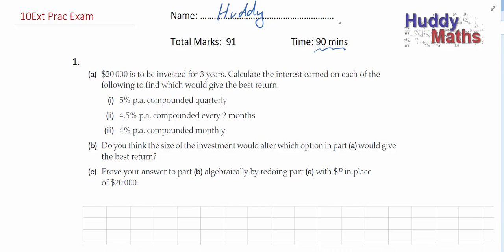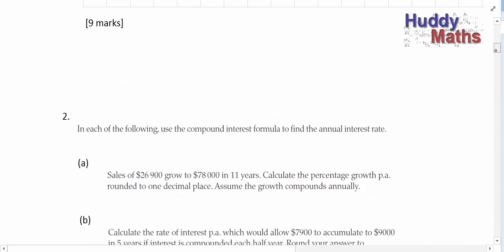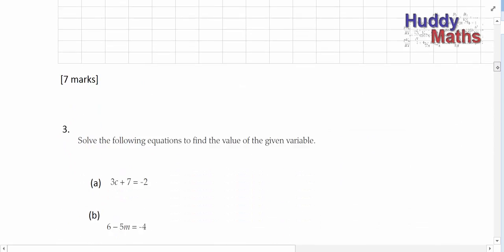There's question 1. Okay, so pause the presentation and have a go. I think there are 9 marks for this first question. Okay, so come down now. Yep, there's 9 marks. Okay, here's question 2. Pause it and have a go. And going on now, that was worth 7 marks.